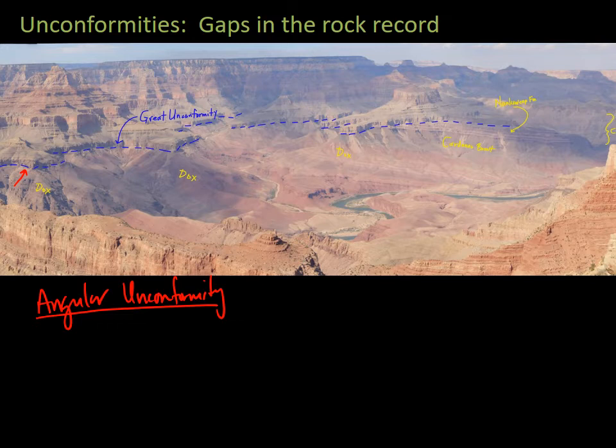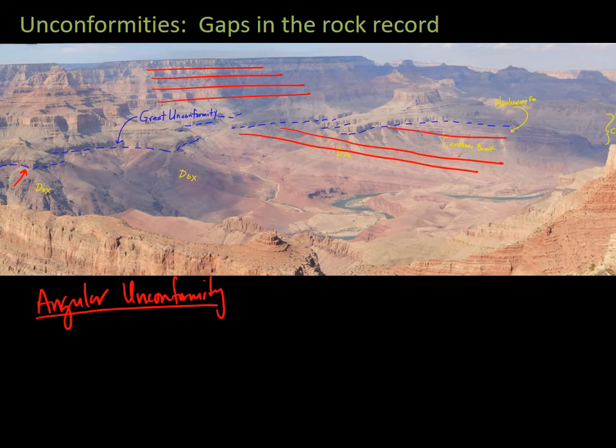And it separates rocks above, which are flat-lying. All of these rocks up here are flat-lying, whereas the ones below are dipping off to our right. Notice there's a very faint dip of these rocks off to our right. And so this boundary between them represents a gap in the rock record.